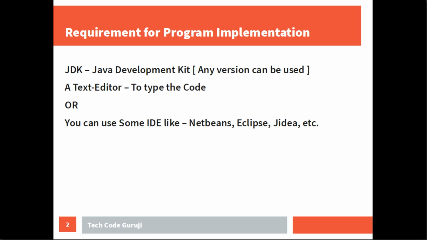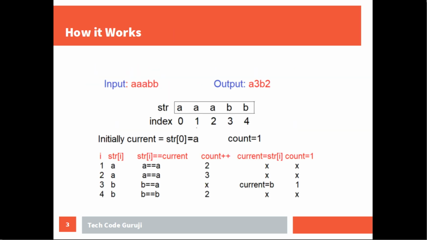Now the question is how this program is working. For explanation, I am assuming the input is AAABB and the output should be A3B2. So as per the program, we have assumed current character equal to str of 0 equal to A, counter equal to 1, and we are performing a loop from 1 to 4. So these are the values of str of i, and we ask whether str of i is exactly equal to the current character or not. So A is equal to A, so the counter becomes 2.